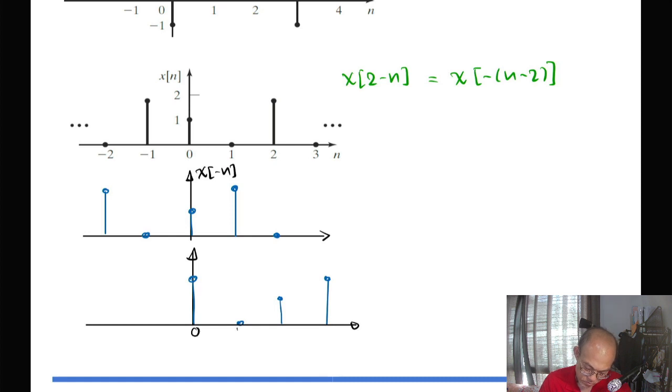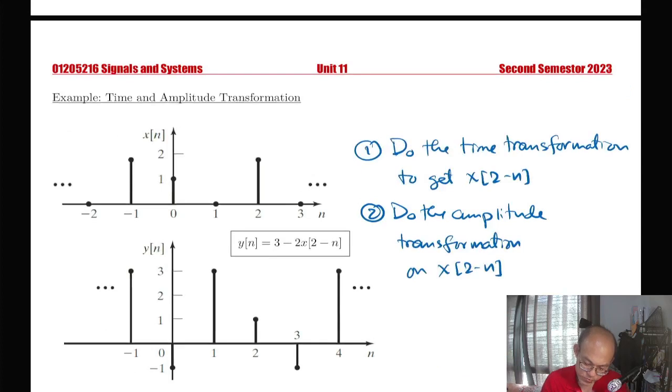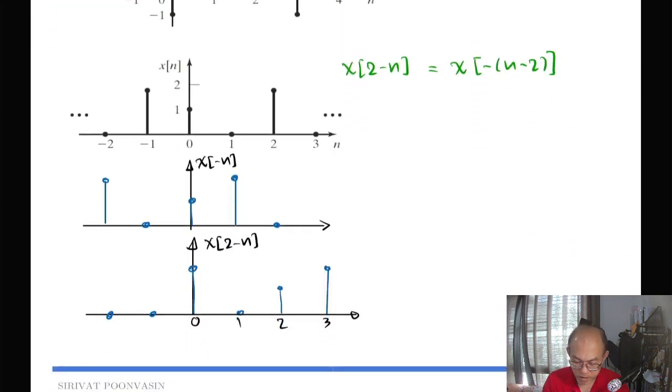This is 0, 1, 2, 3. Okay. Yeah, so this is x of 2 minus n. Then what we do is the amplitude transformation now: multiply by minus 2 and then shift up by 3.